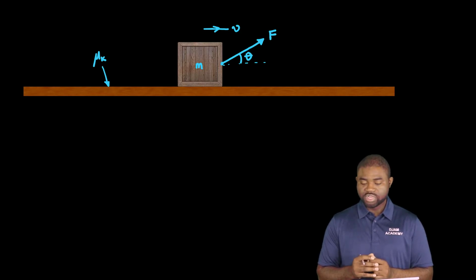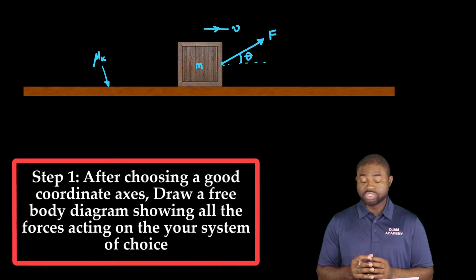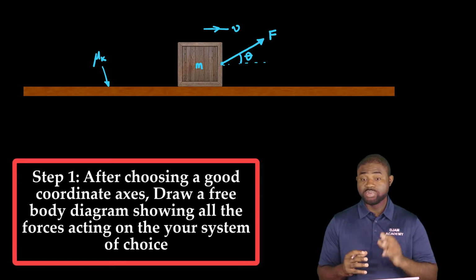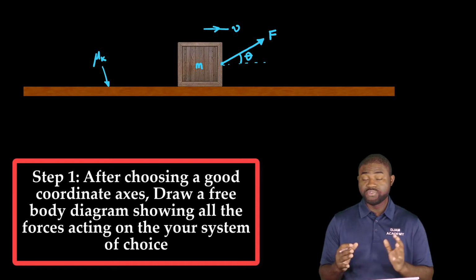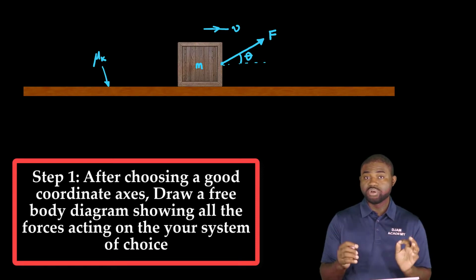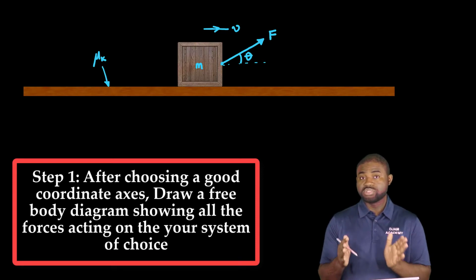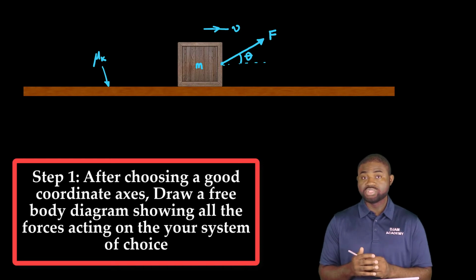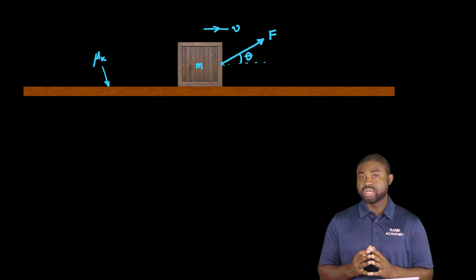The very first thing that we need to do is draw the free body diagram that shows the forces acting on the box. But remember, there are some key phrases here. The box moves with a constant speed. That means that the sum of forces acting on the box is zero. In other words, the resultant force acting on the box essentially is zero.